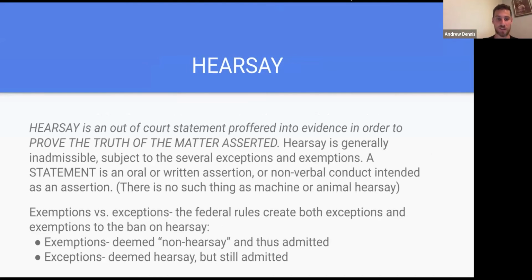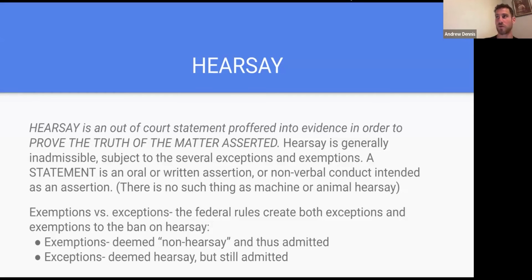Okay, this brings us to hearsay. Perfect timing. Hearsay is tough, and if you fell asleep for the first 80% of class, try to lock in for this last part, because I really want to teach hearsay, and I think this will help. So hearsay is an out-of-court statement proffered into evidence in order to prove the truth of the matter asserted. Hearsay is generally inadmissible, subject to several exceptions and exemptions. So in federal law, there are exceptions and exemptions. A statement is an oral or written assertion or nonverbal conduct intended as an assertion. There's no such thing as machine or animal hearsay. Easy question to get right. No, it's not hearsay. The dog barking is not hearsay. The radar gun saying 50 miles an hour is not hearsay.